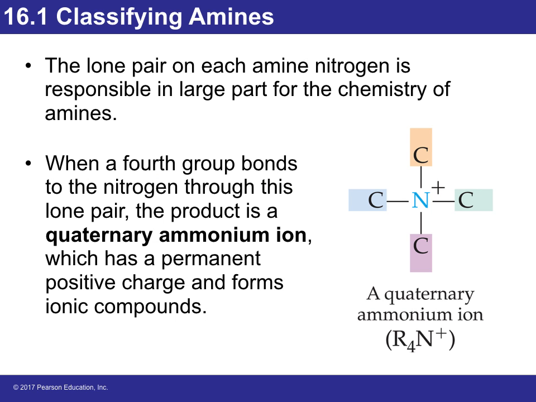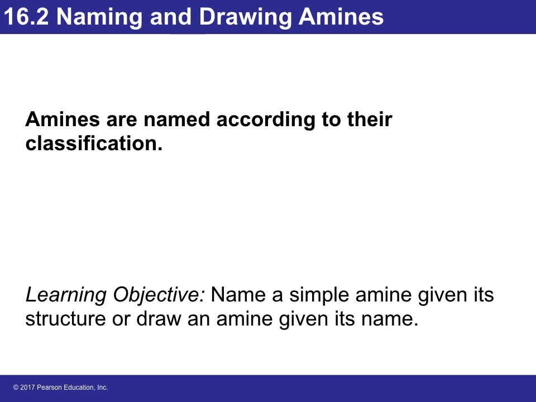How to classify them? You also have to see that the lone pair of each amine nitrogen is responsible for most of the chemistry of the amine. When you have a fourth group bound to the nitrogen through its lone pair, then you have what we call a quaternary ammonium ion, with a permanent positive charge that forms ionic compounds. Example right here, R4N plus, positive, so it will be a cation. So how do we classify them? Well, it depends here on their name and classification.